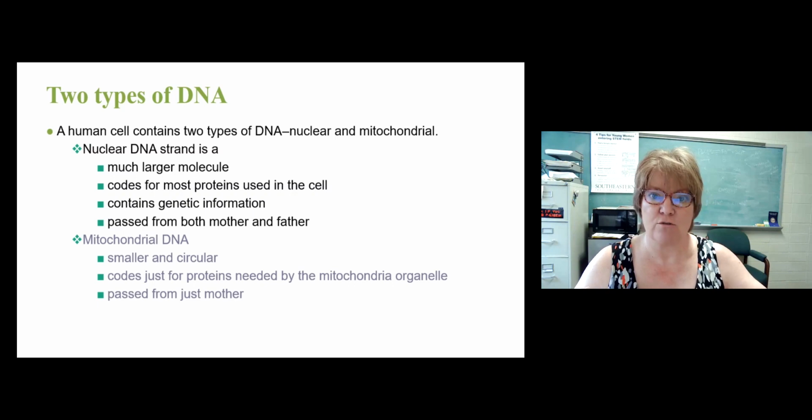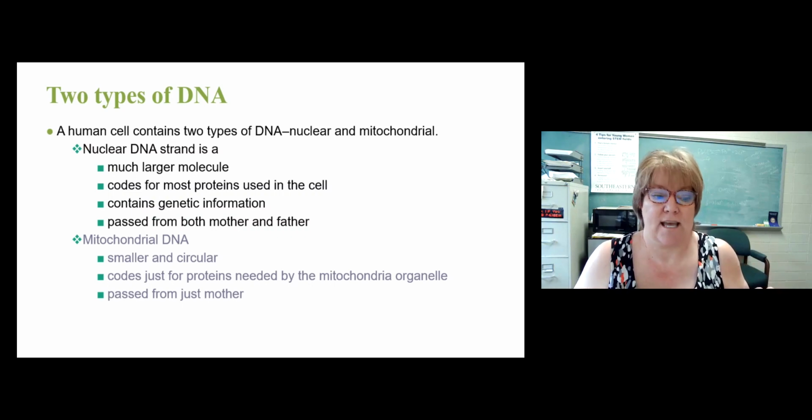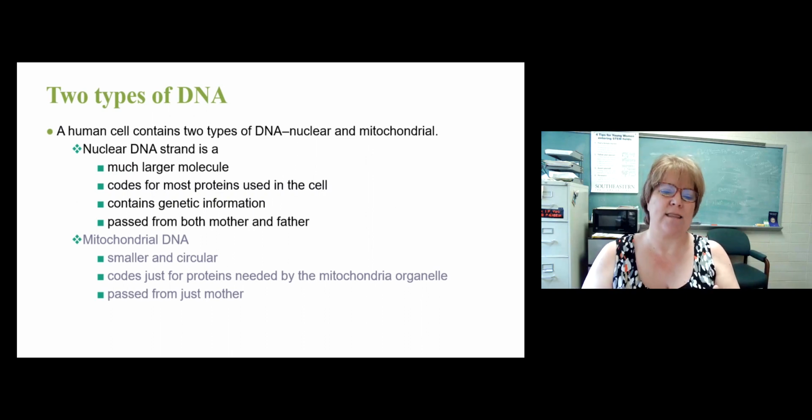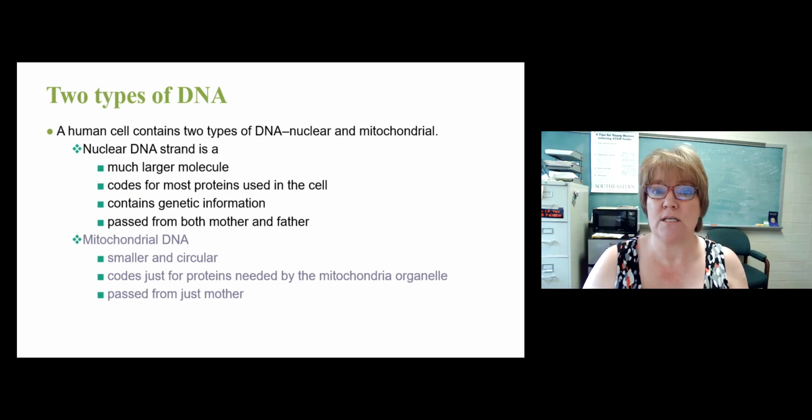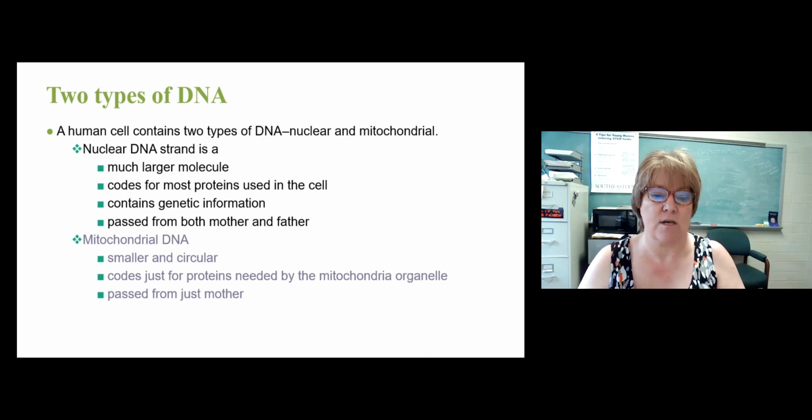It's much larger. There's many pieces of it, and I need multiple whole chromosomes in order to get all of it. It's like a set of encyclopedias, and I need multiple volumes, multiple chromosomes. So it's a much larger molecule, and this is coding for pretty much all the proteins used in the cell. It has all the genetic information that gets passed down from your parents and ancestors.